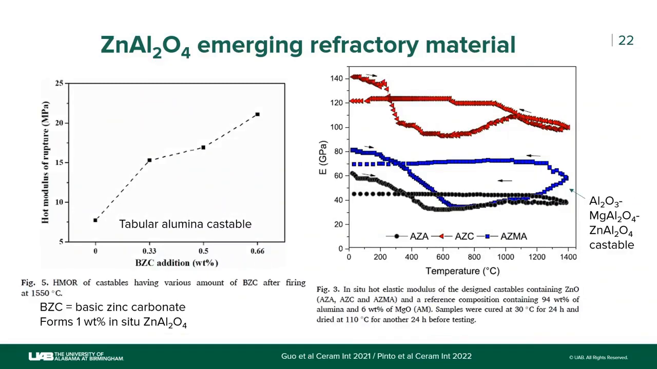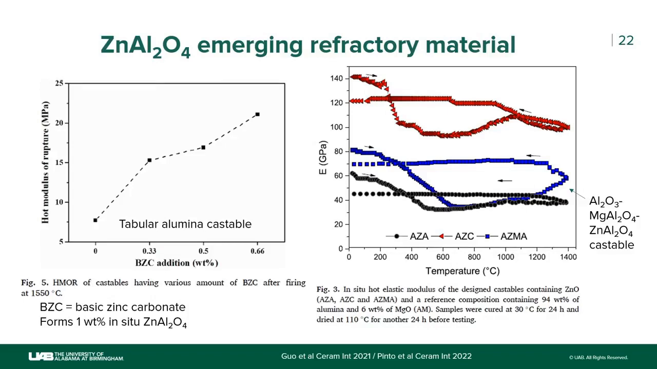These are recent papers from 2 different groups. What you see here is a tabular alumina castable, where they are adding basic zinc carbonate, which is zinc with hydroxide and carbonate ions in it. So with just 1% zinc aluminate formation, the hot MOR is increasing so much, almost 2 times.